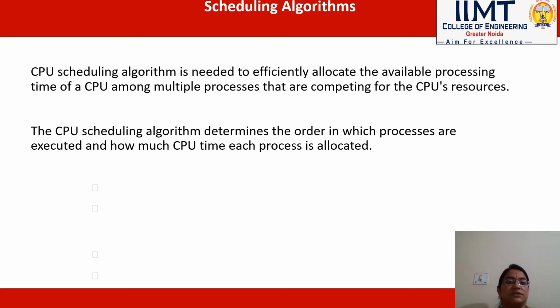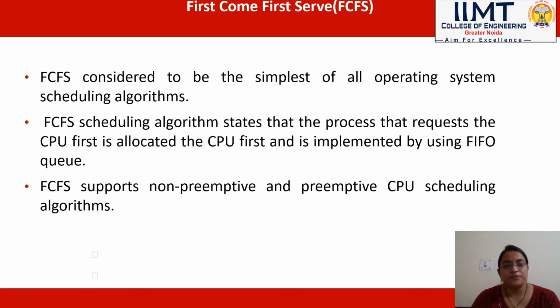A CPU scheduling algorithm is needed to efficiently allocate the available processing time of a CPU among multiple processes that are competing for the CPU resources. The CPU scheduling algorithm determines the order in which processes are executed and how much CPU time each process is allocated. So the first algorithm of CPU scheduling is first come first serve.